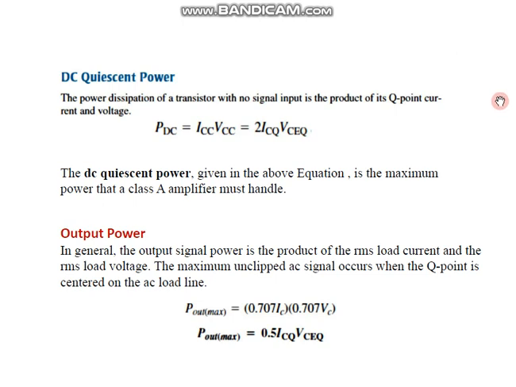Over the next slide, it says the DC quiescent point power. So DC quiescent power is defined as the power dissipation of the transistor when there is no signal input. It will be the product of its Q-point current and voltage.